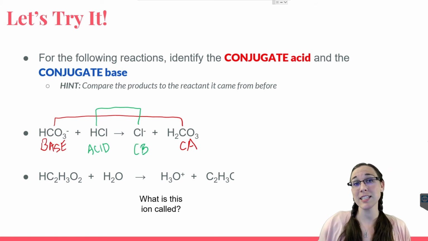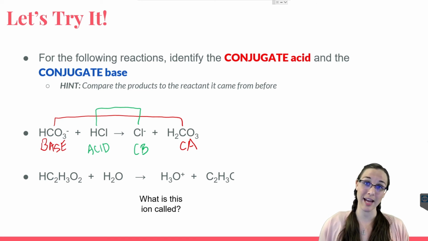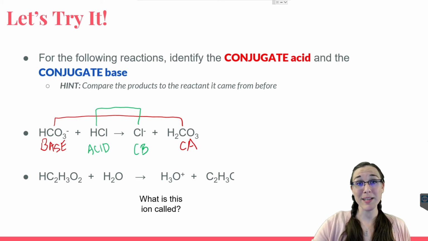Notice that the conjugates can only happen on the product side. You're never going to see the word conjugate on the reactant side. And notice that our premise still holds true. Both on the product and reactant side, we have an acid and a base.